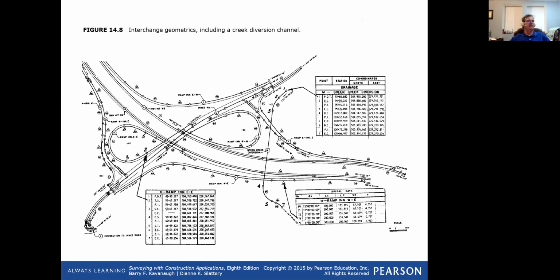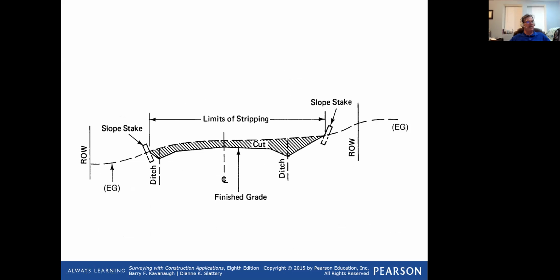Back to this again. There's just all sorts of things that go on when you're dealing with the intersection like that, and pretty much covered it. Now, here's something that you got to think about. This is the process involved, and now the book's beginning to talk about construction of the highway.